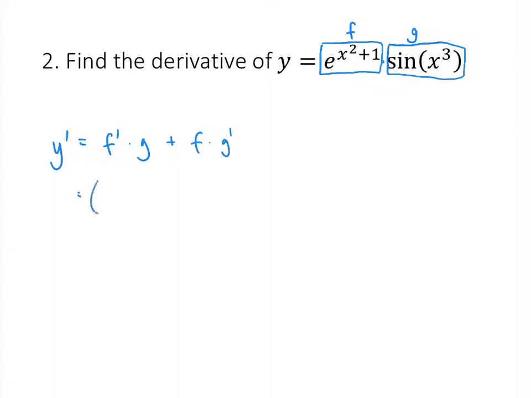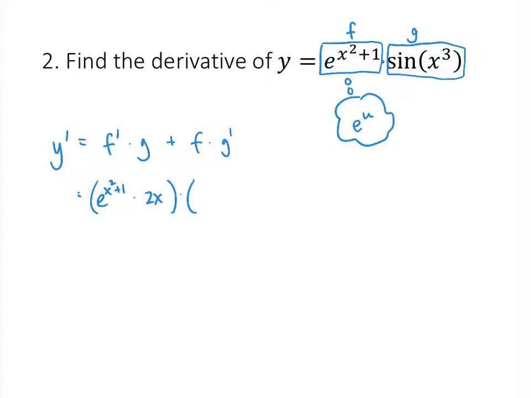So for f prime, I need to look at e to the x squared plus 1 and think of that as e to the u. The derivative of e to the u is e to the u. So the derivative of e to the x squared plus 1 is e to the x squared plus 1. But then by the chain rule, I have to multiply by u prime. The derivative of x squared plus 1 is 2x.